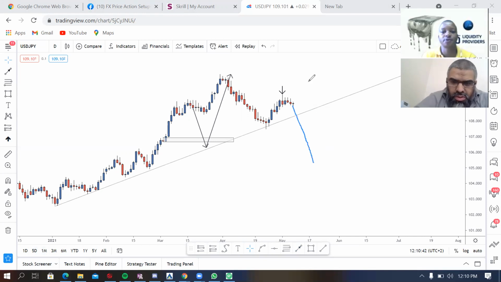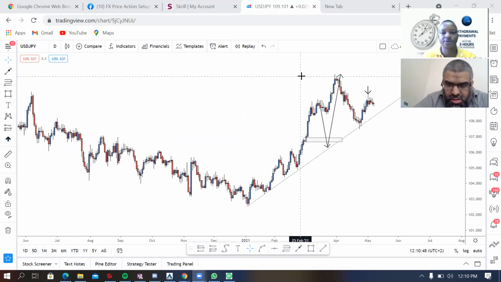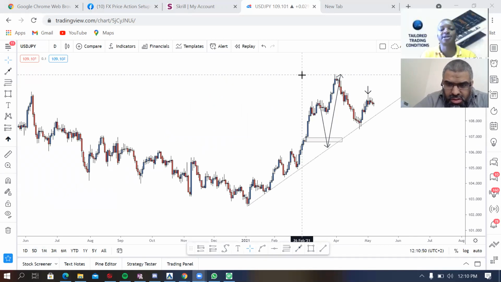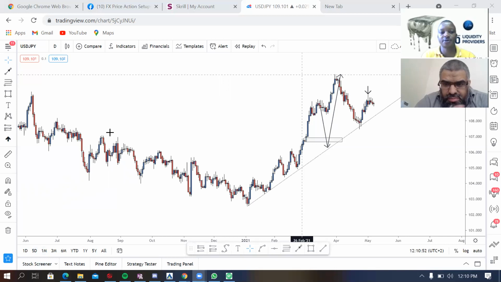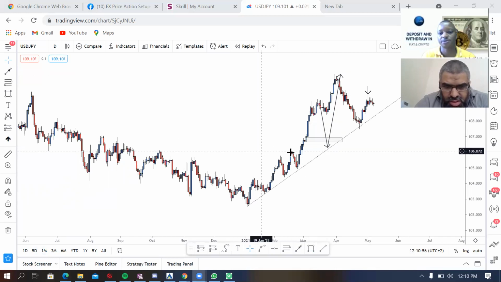Let's just check where it's going. You see, it's not yet done retracing, right? This here retraces to this level here, and then the breakout of that level is this one here.